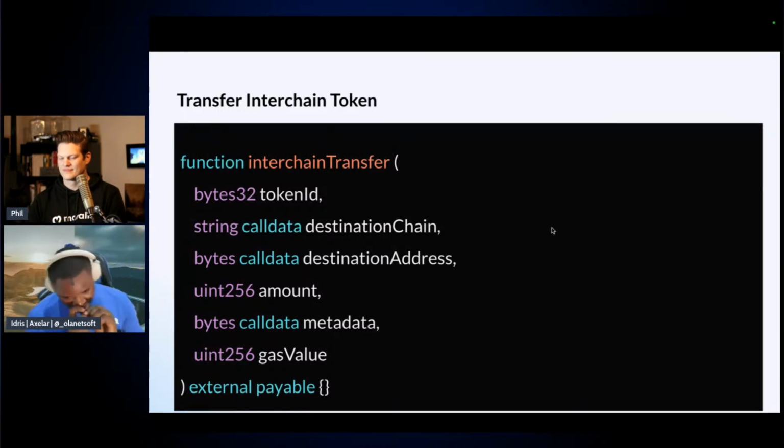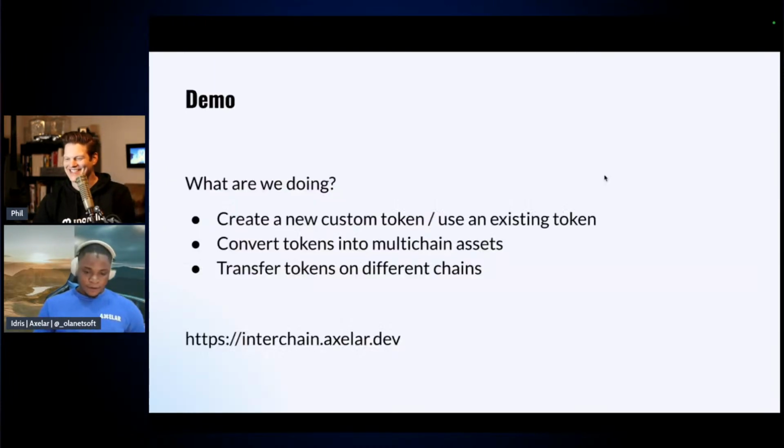Now, depending on which chain you want to transfer from, remember that the previous functions that we called return a token ID. So depending on where you want to transfer from, you specify the token ID, you specify the destination chain, the destination address, the amount, the metadata, and also the gas value. And you'll be able to transfer tokens from one chain to the other. So those are the options available to you if you are looking to leverage the interchain token service.